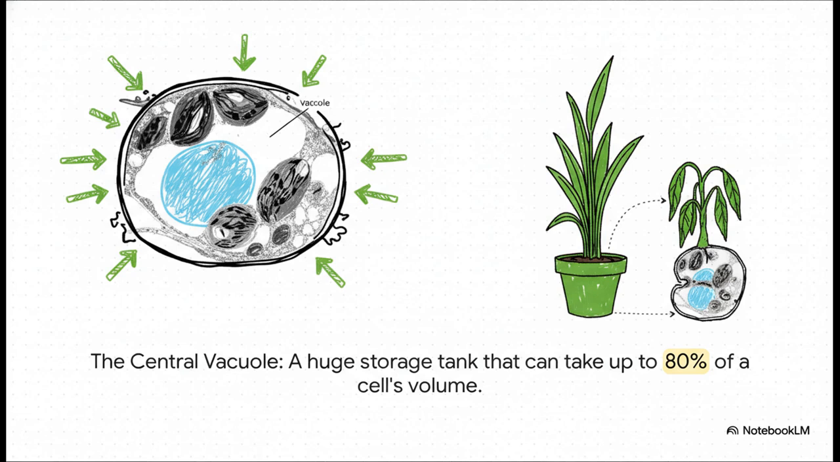Now, look at the size of that thing. The central vacuole. This isn't just some little storage closet. It's a massive water balloon on the inside that can take up most of the cell's space. It pushes out against the cell wall, creating something called turgor pressure. That pressure is what makes plants firm. You know when you forget to water your houseplant and it gets all droopy? That's because these vacuoles are losing water, and that pressure is gone.